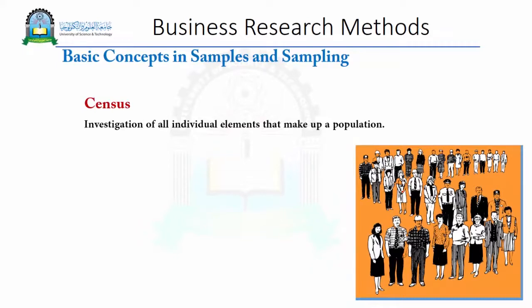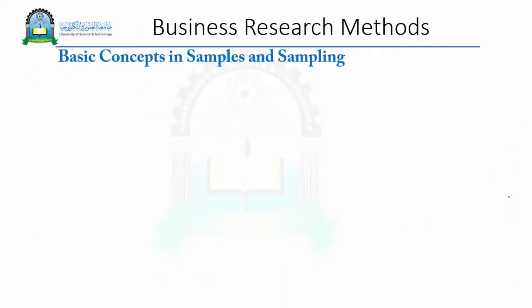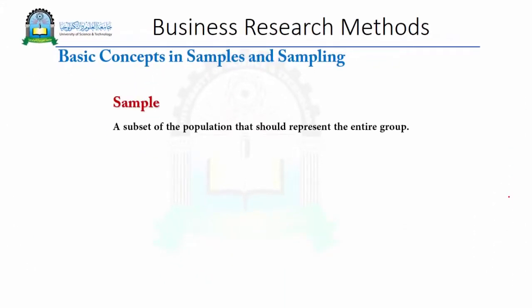The census is an investigation of all individual elements that make up a population. Mostly you cannot take a census unless it is small in number. If the number is big, you cannot take data from everybody in the setting under research. So the sample is a subset of the population that should represent the entire group. Representation is very important, because sometimes the population is heterogeneous, not homogeneous. In this case, you need to divide into groups and take from every group, so you can make sure the population is represented.